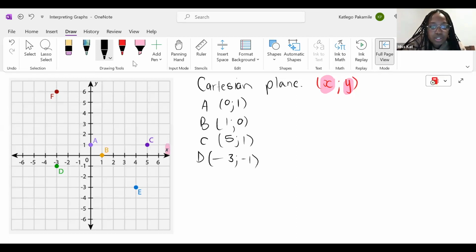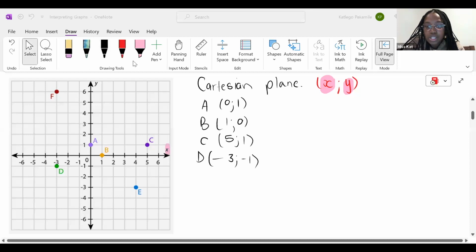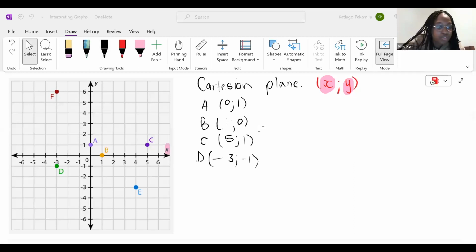Let's hear what Sia has to say. Sia. Okay, Sia's not saying anything. Palisa in the chat says E is 4 and -3. Let's see if that's correct. E is 4 and -3.